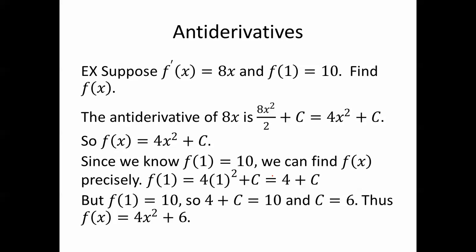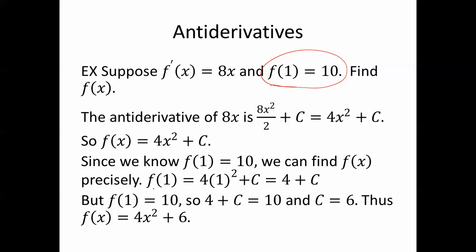Okay, now suppose f prime is 8x and f of 1 is 10. Find f of x. Well, the antiderivative of 8x is 8x squared over 2 plus c, 4x squared plus c. So f of x is 4x squared plus c. But since we know that f of 1 is 10, we can find f of x precisely. So we can figure out what that c is. We don't just have to say 4x squared plus c. We can nail it down.